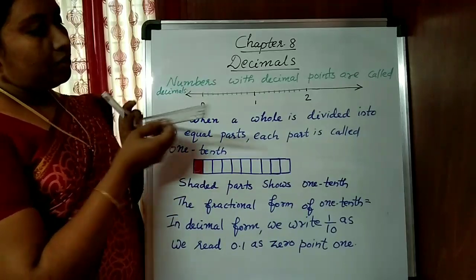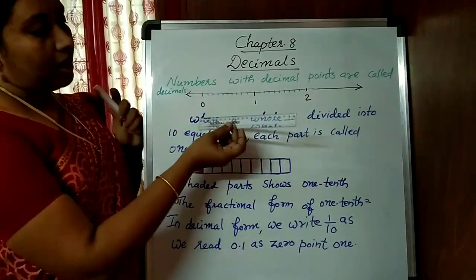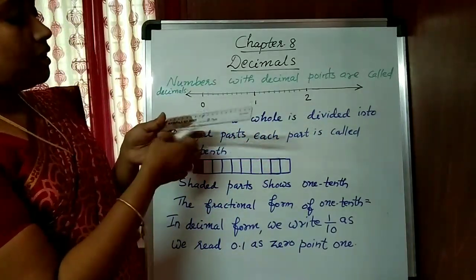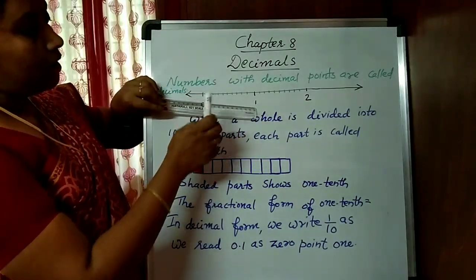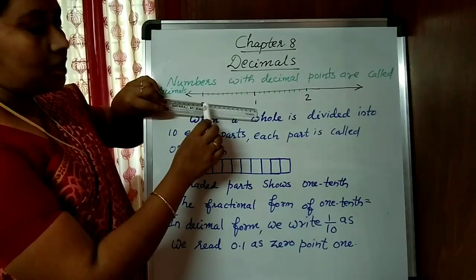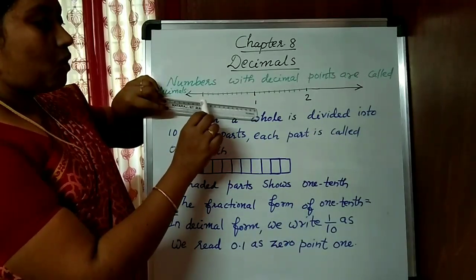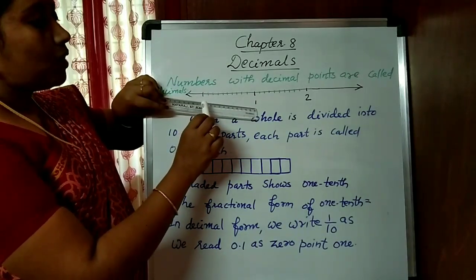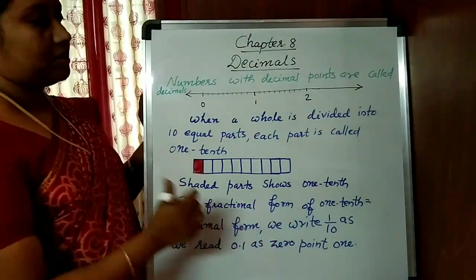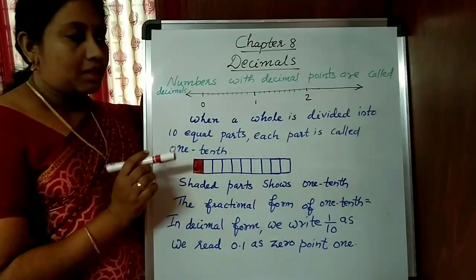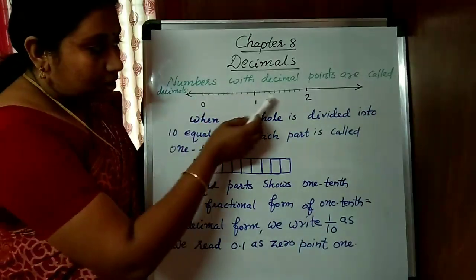For example, in your scale, in between each unit there are some small lines. That small lines are called decimal numbers. Here we represent, this is one number line.